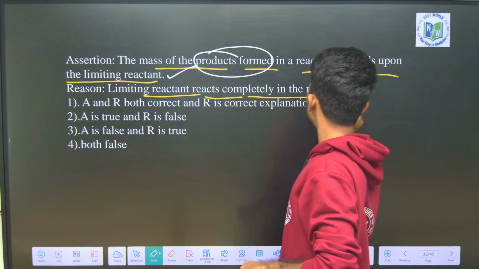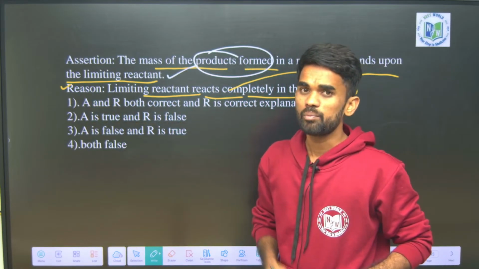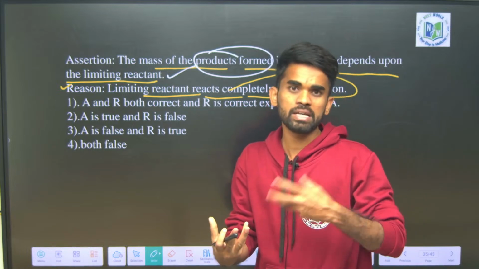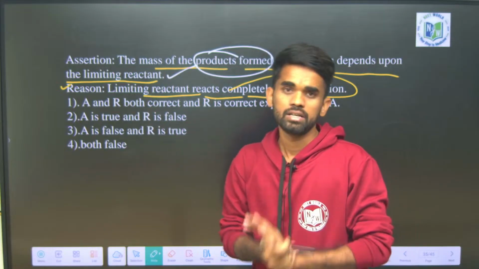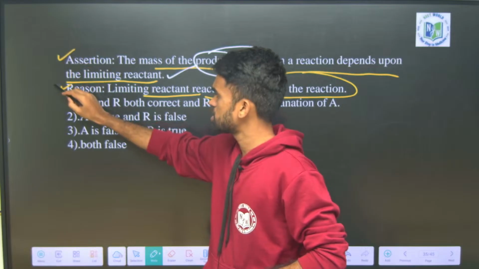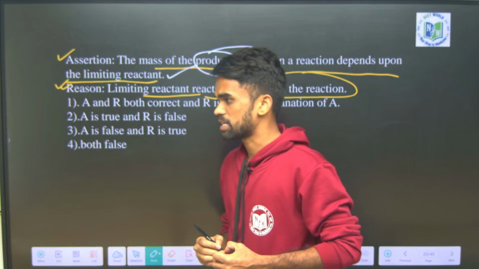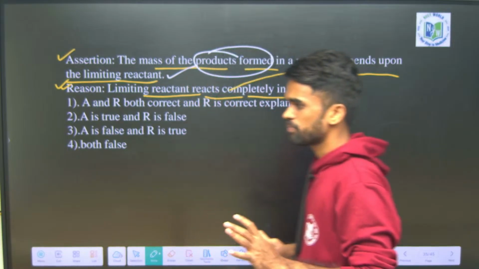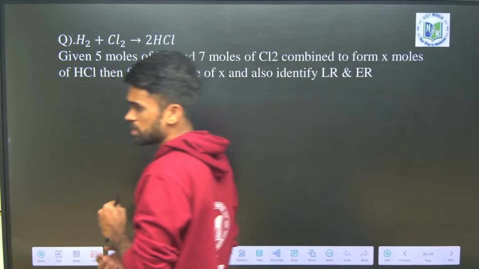Reason: limiting reactant reacts completely in the given reaction. Yes, the limiting reactant always reacts completely. Only the excess reagent remains extra unreacted, but for the limiting reagent 100% completion takes place, right? So both assertion and reason are correct, and it is a correct explanation also, right? Right. Next.